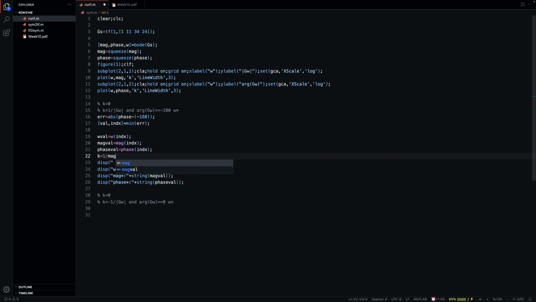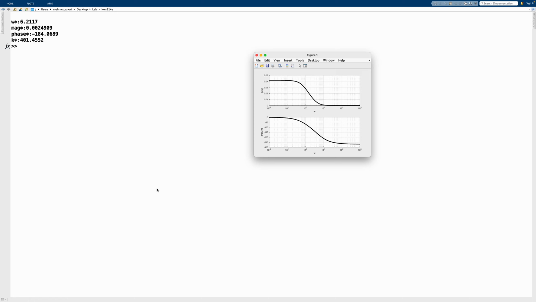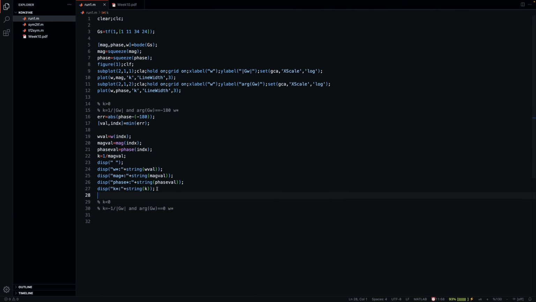Now we know how to also calculate the controller gain, the corresponding gain. So 1 divided by mag val. Let's also show that. K is going to be K. Now, according to this, at frequency 6.21, the magnitude is 0.00250, the phase angle is minus 184, and the gain is 401. Of course, this is not quite correct because the phase angle is a little bit off.